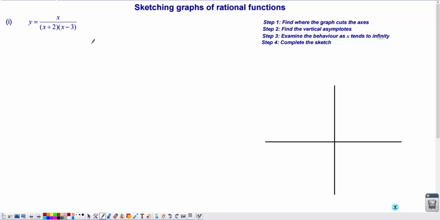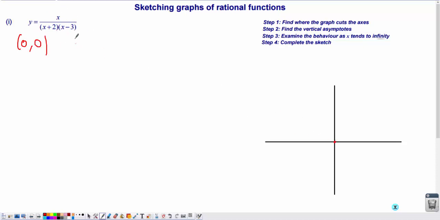First, we start off with the intersection points. Now, when doing this, just plug in x equals 0, plug in y equals 0. So to find the y-intercept, I plug in x equals 0 and see what I get. Okay, so that's the coordinate. So when x equals 0, plug in 0 here. It's 0 over 2 times minus 3, doesn't matter what that is. It's 0 over something, so it's 0. So x equals 0, y equals 0. So that's one intersection point over here.